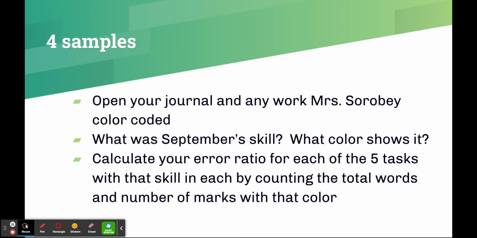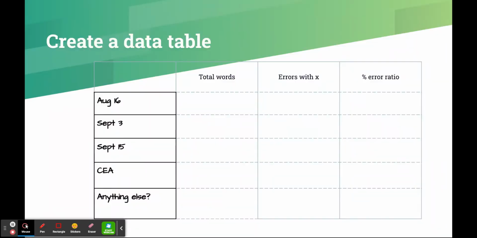Okay, so what we're going to do now is calculate your error ratio. So ratio is the number of something to the total. We're going to calculate the ratio of those errors as it progresses over time. And we're going to do some graphing. So the graph needs to be included in your journal entry. The first step is to create a data table.